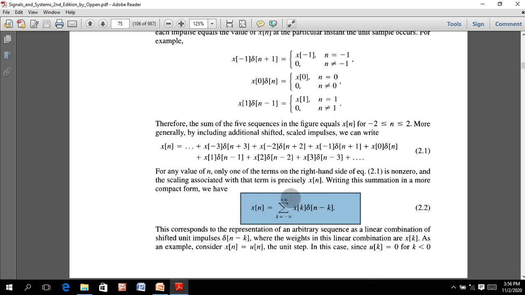Now this is a generalized form, absolutely a generalized form. Now if we are talking about a causal signal, we will just discard the range of -infinity. We will consider the value of k from 0 to infinity. Okay, so this is the realization. This way we can realize any kind of discrete time signal.